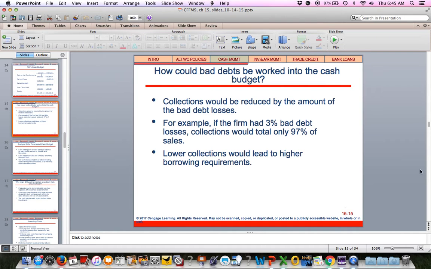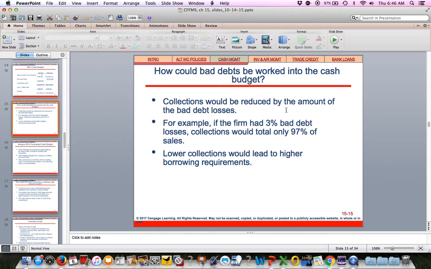So it says here, how could bad debts be worked into the cash budget? Collections would be reduced by the amount of bad debt losses. So what we're saying here is, is it realistic to assume that every sale on account turns into 100% of cash received? And for most companies, that's not realistic.